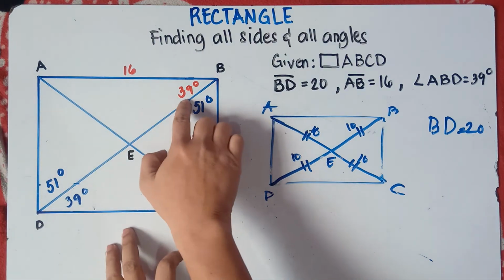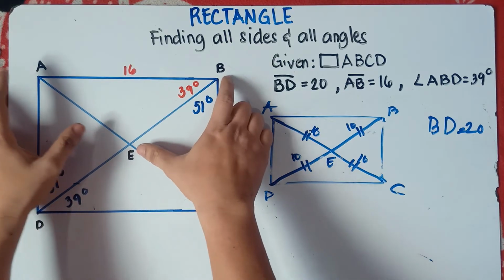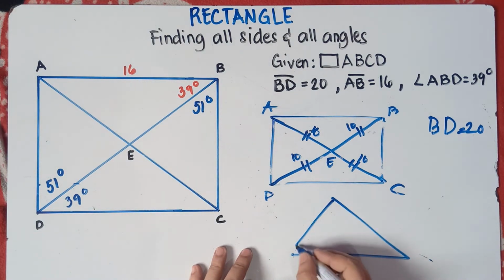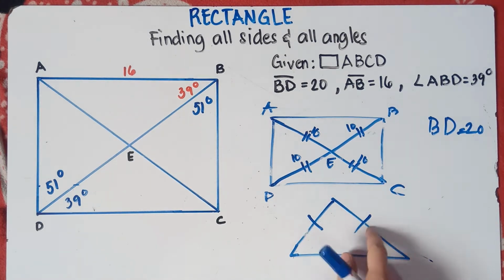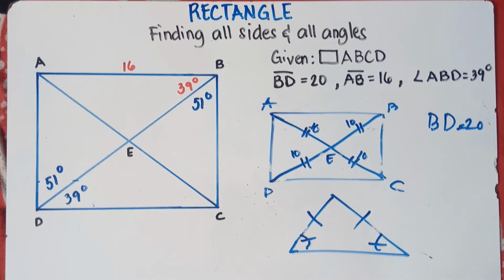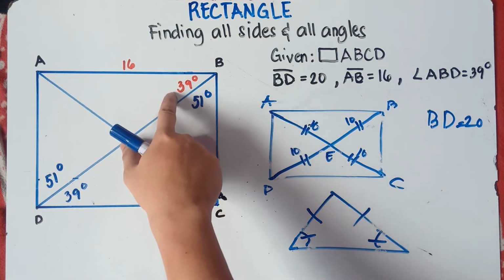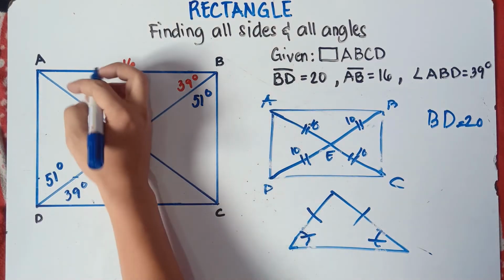So therefore, if this is 39 degrees, this is also 39 degrees. Why is that, sir? Because this is an isosceles triangle. And in an isosceles triangle, I hope you get this one, class, two sides are congruent. At the same time, these two angles are congruent. That's the basic definition, class, of an isosceles triangle: two congruent sides and two congruent angles. So if this is 39, this is also 39 degrees.